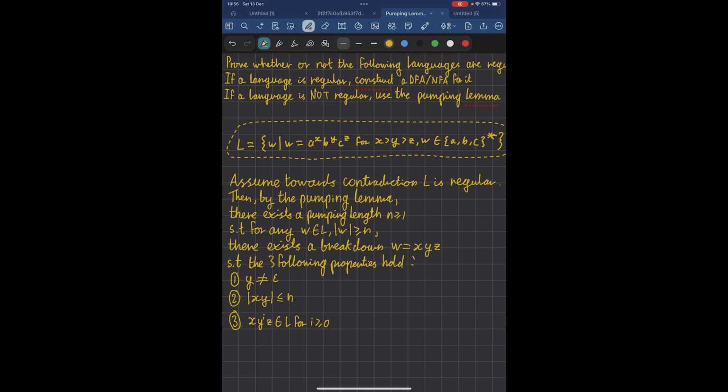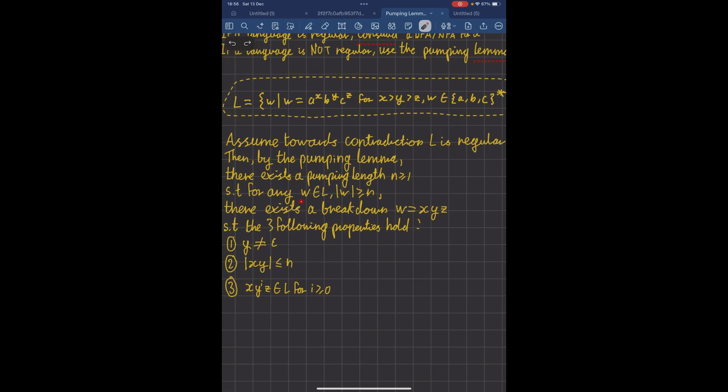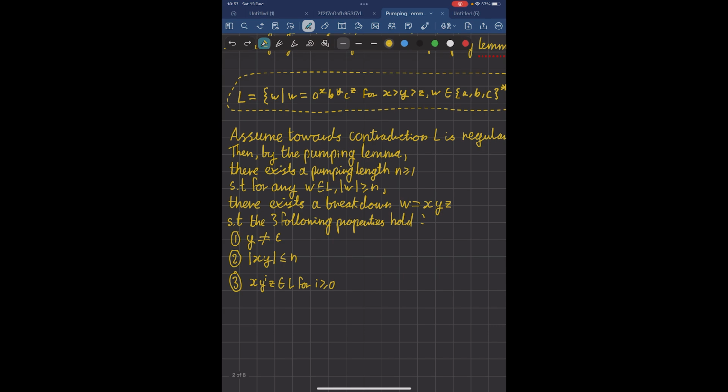We just need to prove it. So as always, we have this boilerplate. We assume towards contradiction that it's regular, and then write out all the properties. Our goal is to find a string in L with length at least n, and then show that there is no breakdown for which these 3 properties hold. So let's think about a string that we should choose. We want one where we can either pump down or up and take the string out of the language.